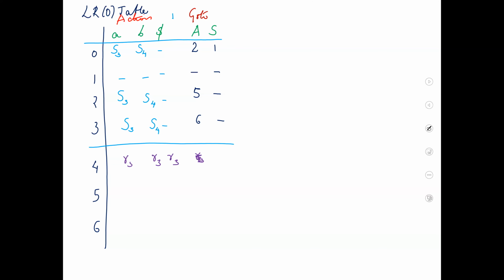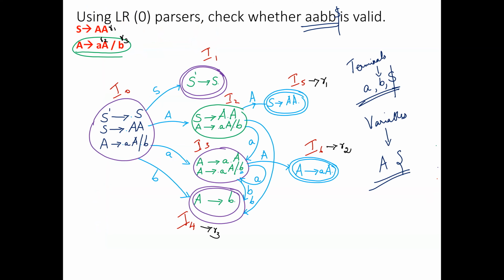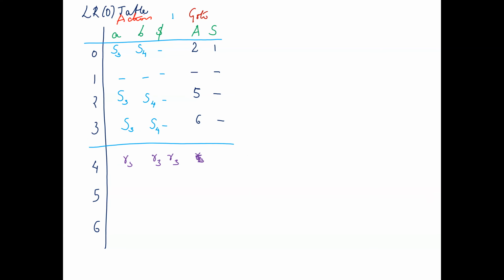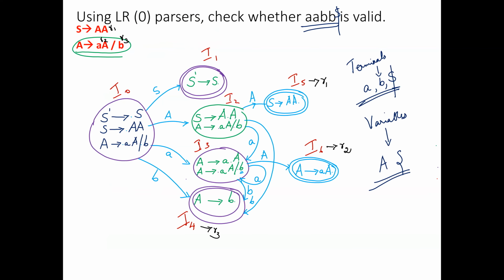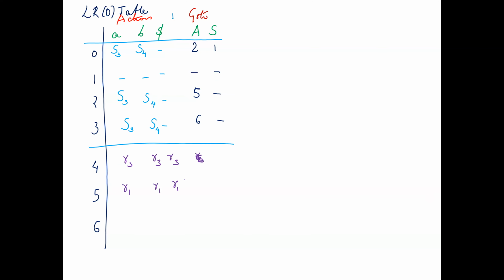Okay. Now, 5. 5 is my R1, so I write R1, R1, and R1. 6 is which rule? 6 is my second rule, so I write over here R2, R2, and R2.